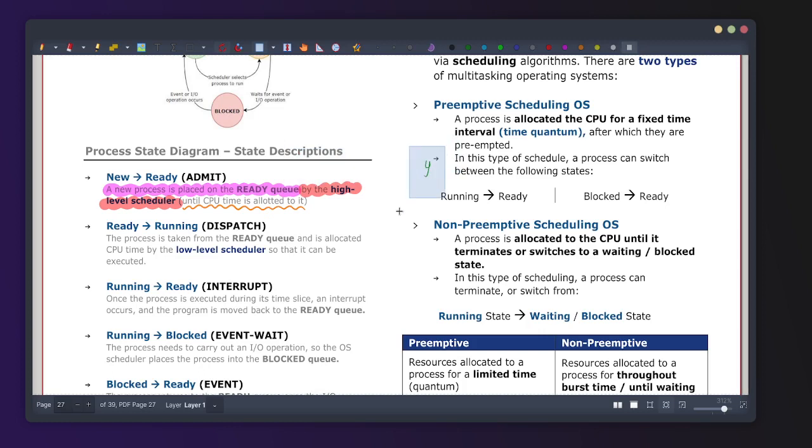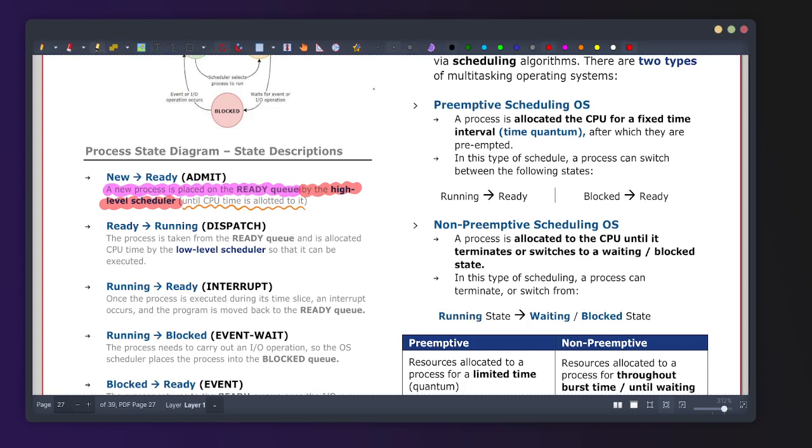So that's the admission phase of any process, where a new process is placed in the ready queue by a high level scheduler. Next up, we have the ready to running, or dispatch, phase. Basically, what does this mean? The process is going from the ready phase to the running phase. So it's now finally entering the CPU. Let's see how that works.